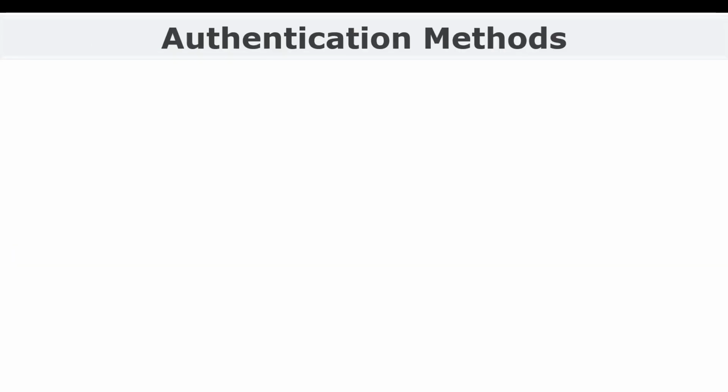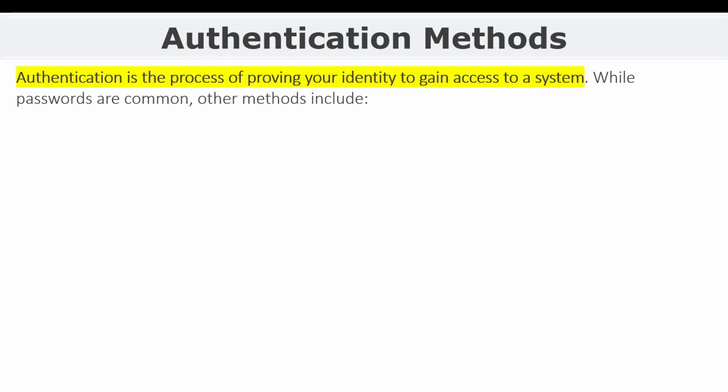Next, we look at authentication methods. So authentication is just a process of proving your identity in order to gain access to a system. And often we use passwords. If you have your computer, for example, or your phone, and you want to have access, often we put in some pins or passwords in order to have access.